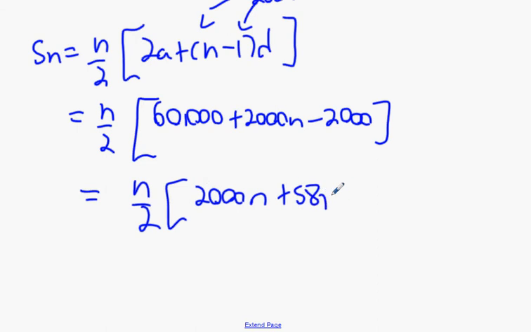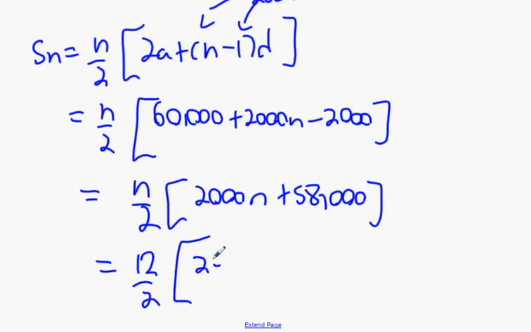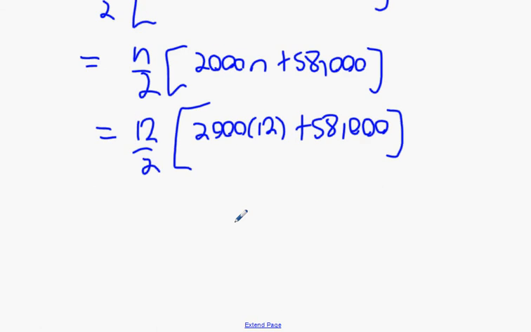Now just replace in n equals 12. 12 over 2, which is 6, times 24,000 plus 58,000. What you get? 492,000. Not bad. Okay.